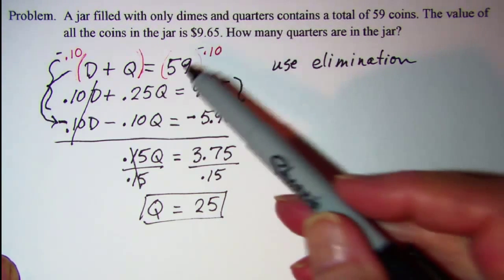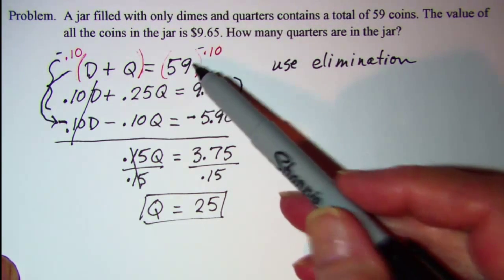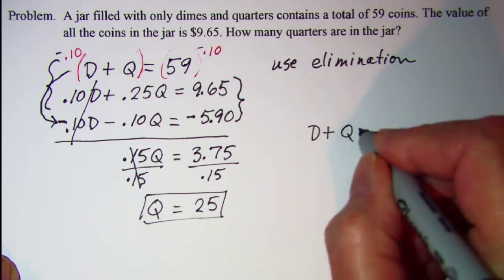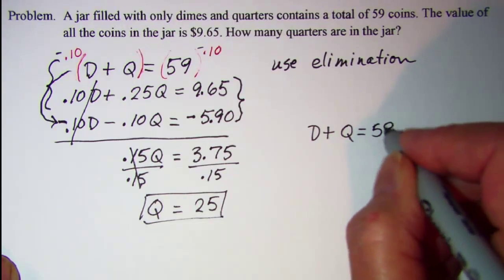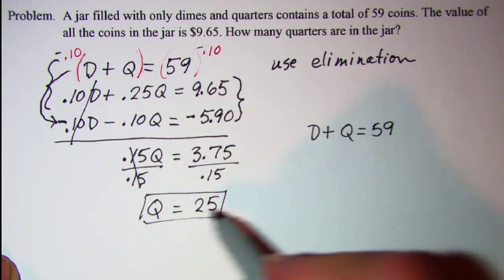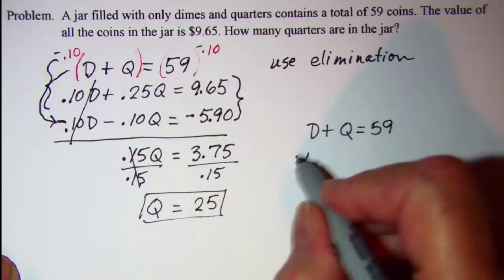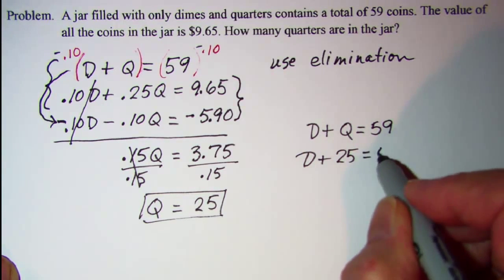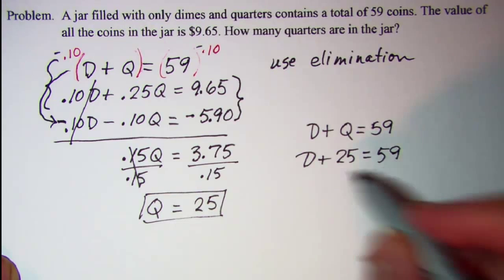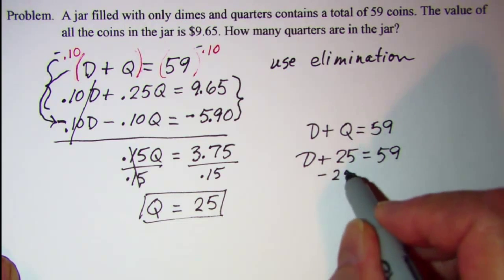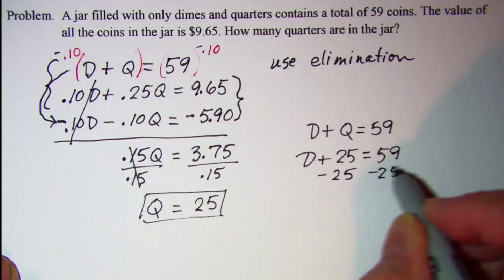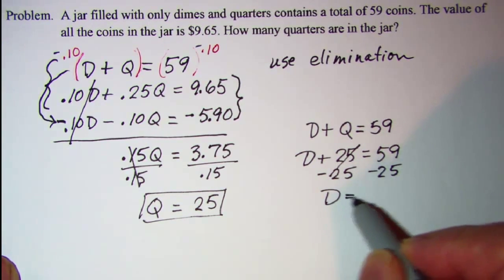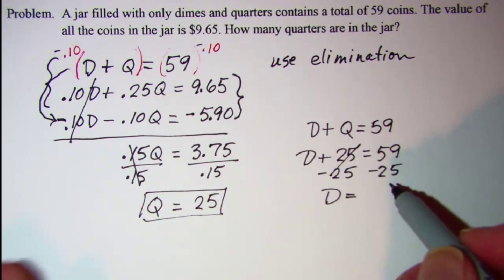And then I can use this equation. I know that q is 25. Subtract 25 from both sides. These will cancel. And d is equal to 34.